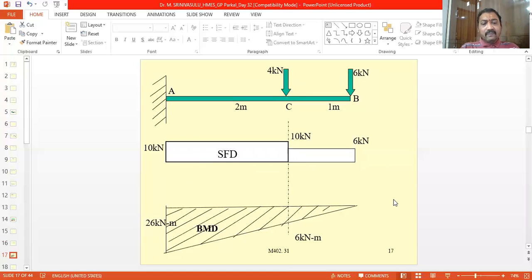Okay. Now, first we have to find out the value of the shear force at point B, at point C, and at point A. And similarly, we have to find out the bending moment at point B, at point C, and at point A. Then we have to locate those points. Then we have to join all the points. So that will be the shear force and the bending moment diagram.